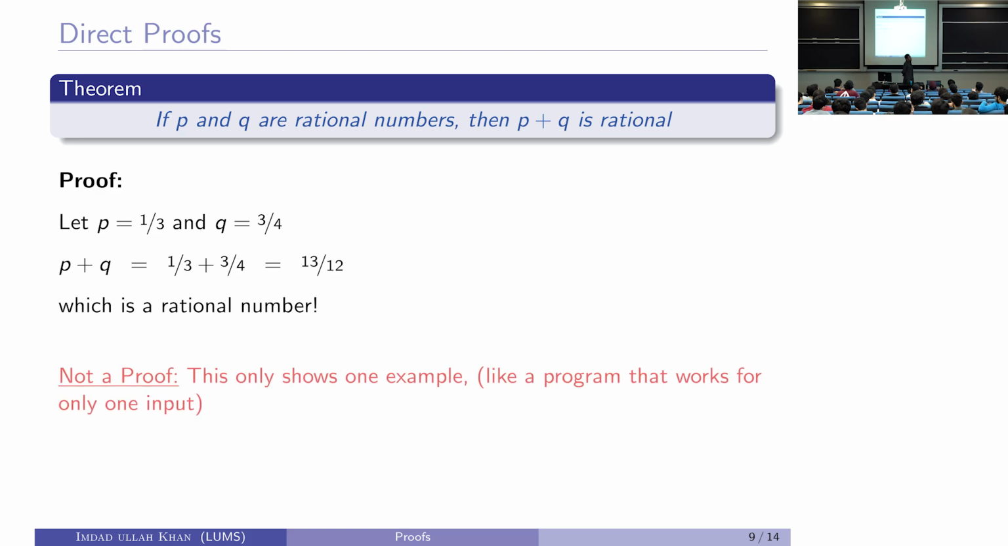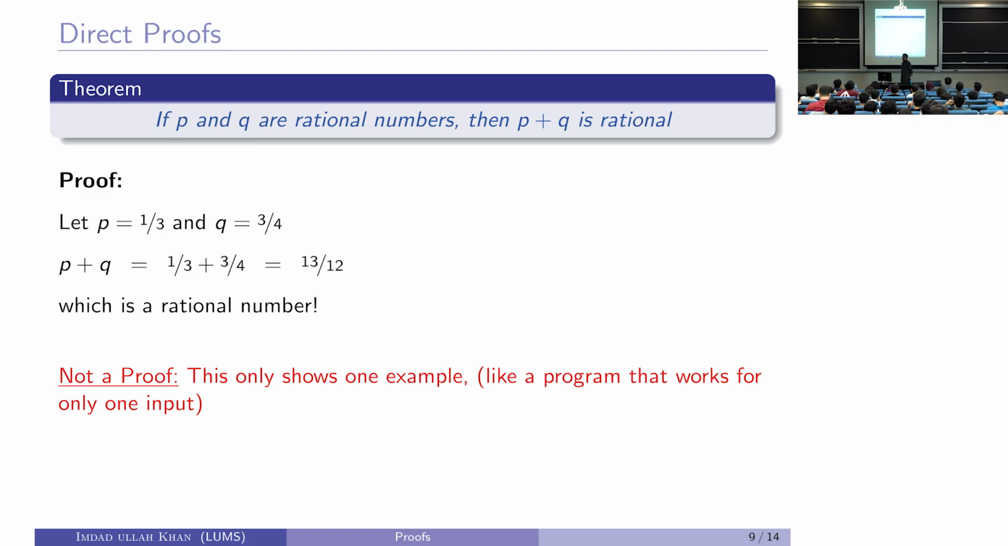This is an example, right? This proof only works when p is 1/3 and q is 3/4. If I ask you to write a computer program to add up rational numbers, you can't just hard code the numbers 1/3 and 3/4 and give me an answer for that. Your code has to work for all rational numbers, right? So this isn't a proof, but it is a good example. We tried it and we convinced ourselves that the statement seems to be true. So let's try the proper proof.